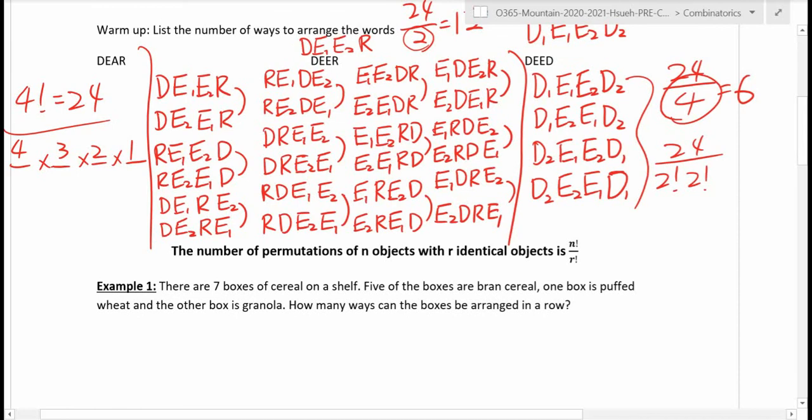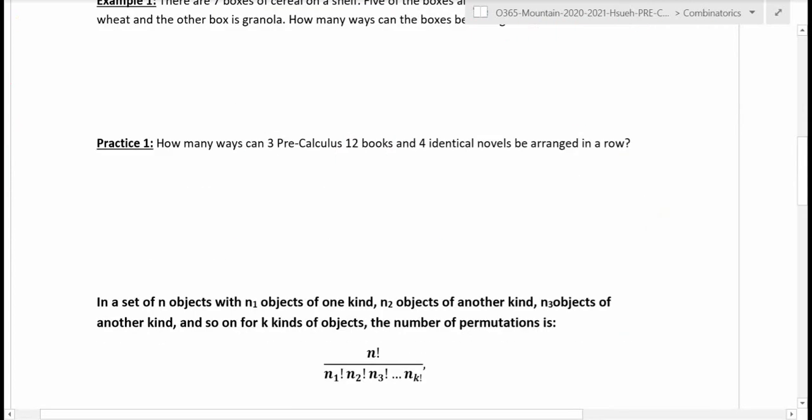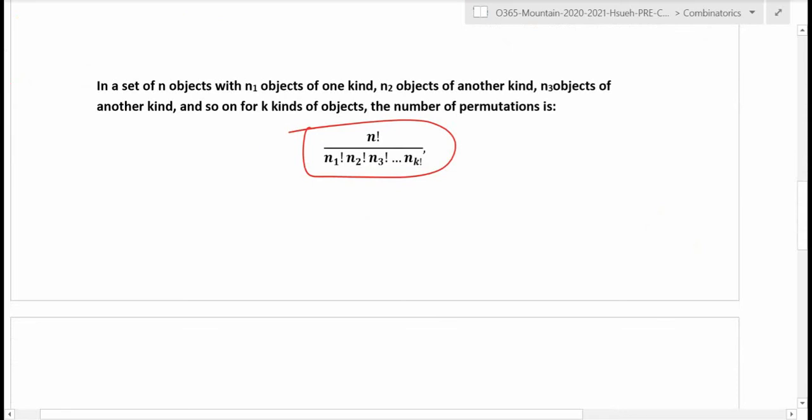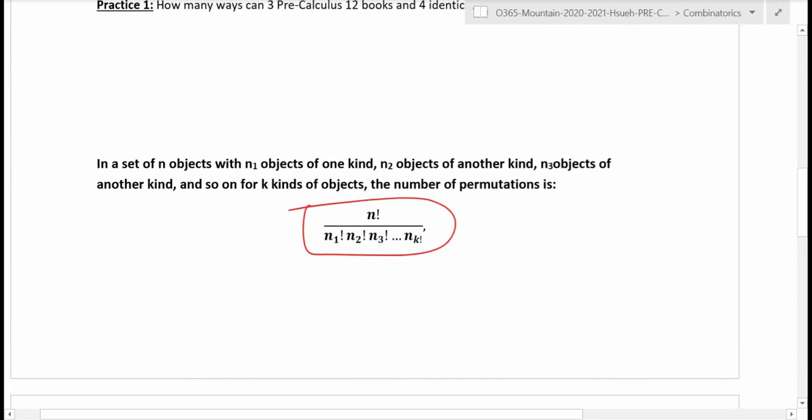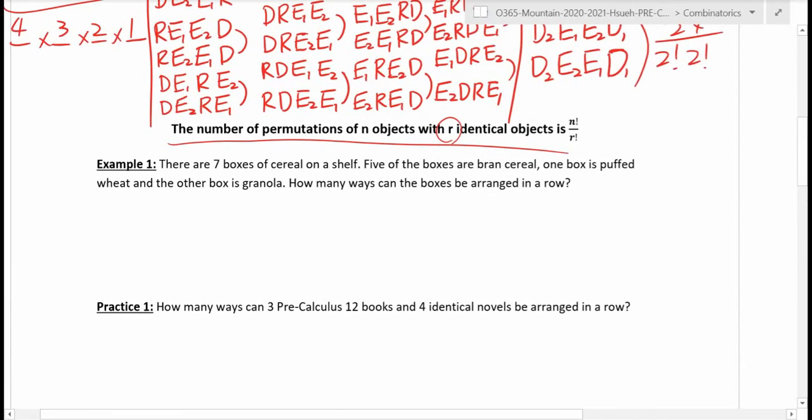Okay. So in summary, the number of permutations of an object with r identical objects is simply n factorial divided by r factorial. Now, if we have more than one set of identical objects, then we just keep dividing. You can see the formula is down here. In a set of n objects with n1 objects of one kind, n2 objects of another kind, n3 objects of another kind and so on, the number of permutations is simply going to be n factorial divided by n1 factorial, n2 factorial, n3 factorial, and so on.